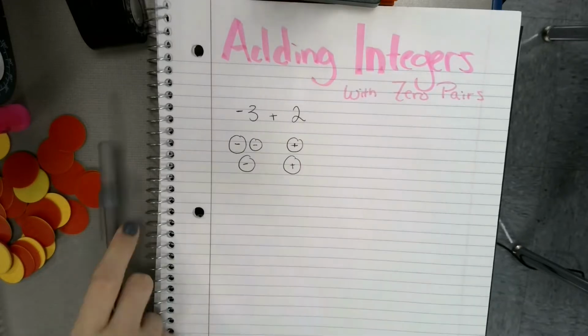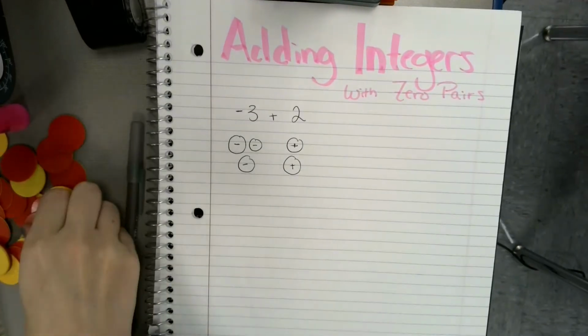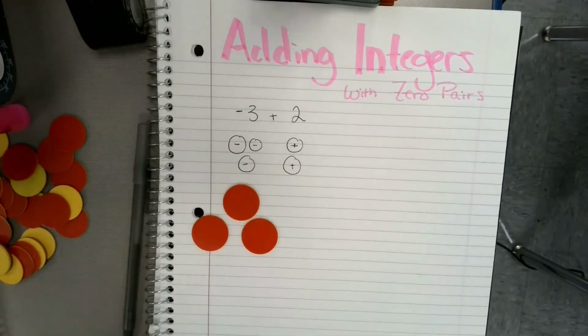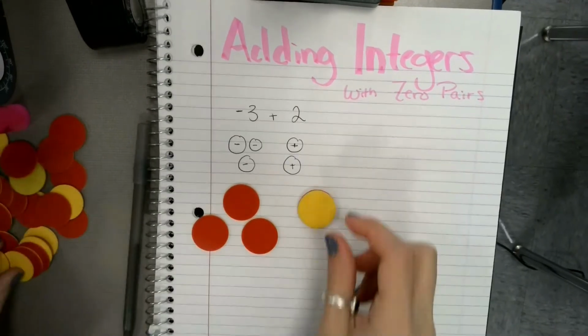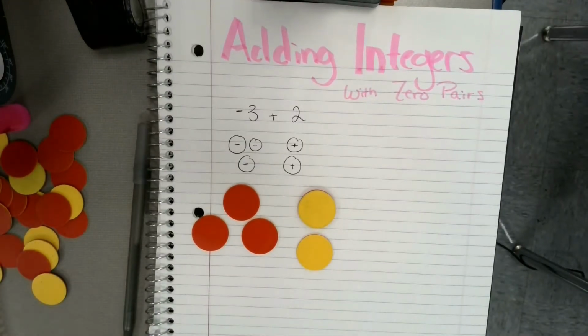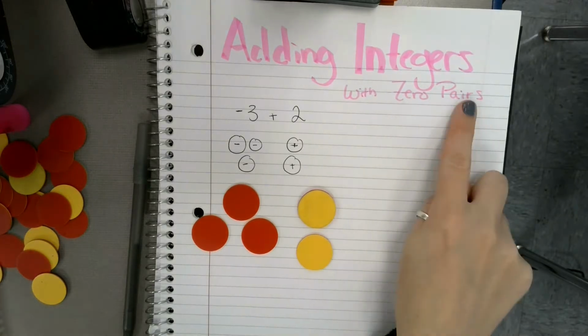I can also use something called integer chips, or you might see the drawings look like this. The red side is typically the negatives, and the yellow side is positives. So what do I get when I add 3 negatives and 2 positives? Well, how I can figure it out is using something called zero pairs.